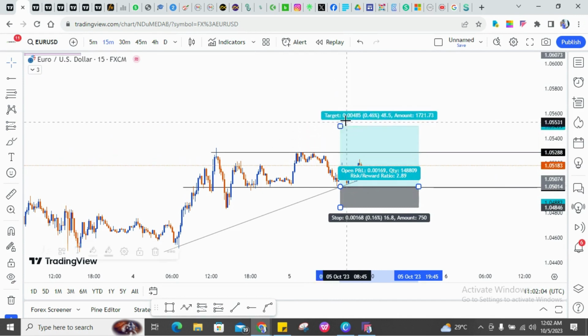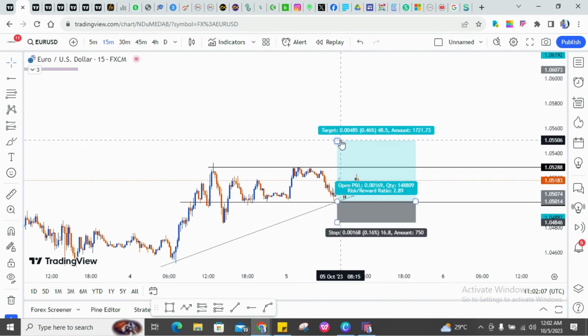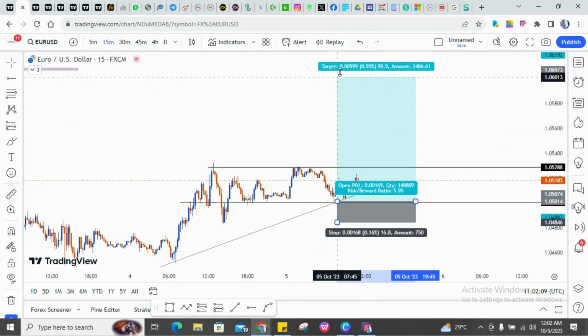Don't know why my mouse is just shaky, shaky, shaky. I need to change the batteries, I think.